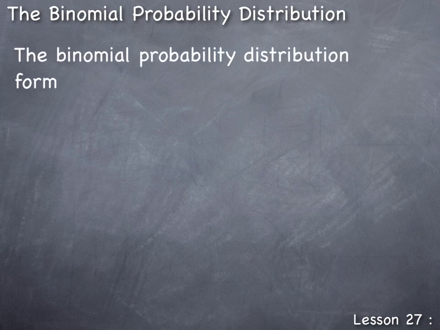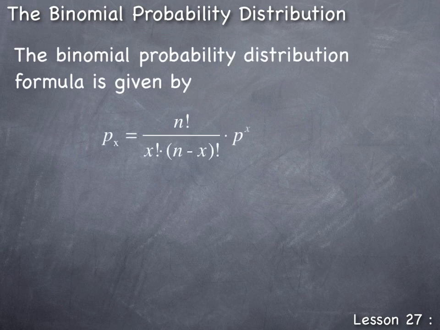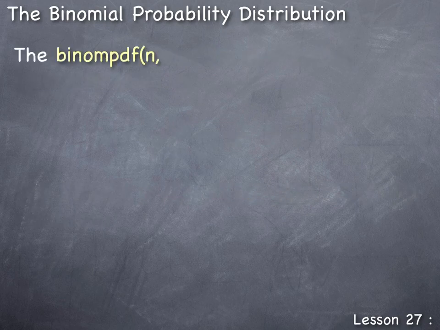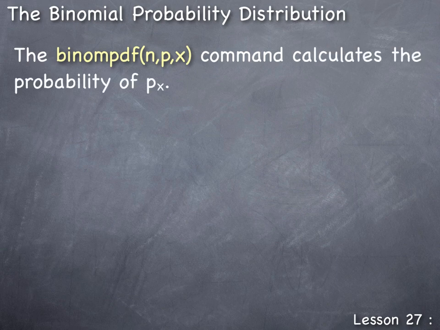The binomial probability distribution formula is given by the following equation. Fortunately for us, this formula is programmed into the TI-84 calculator. The binom PDF n, p, x command on the TI-84 calculator calculates the probability of p sub x. Binom, short for binomial, PDF, short for probability distribution formula, is the command name the TI-84 calculator uses to program the binomial probability distribution formula.